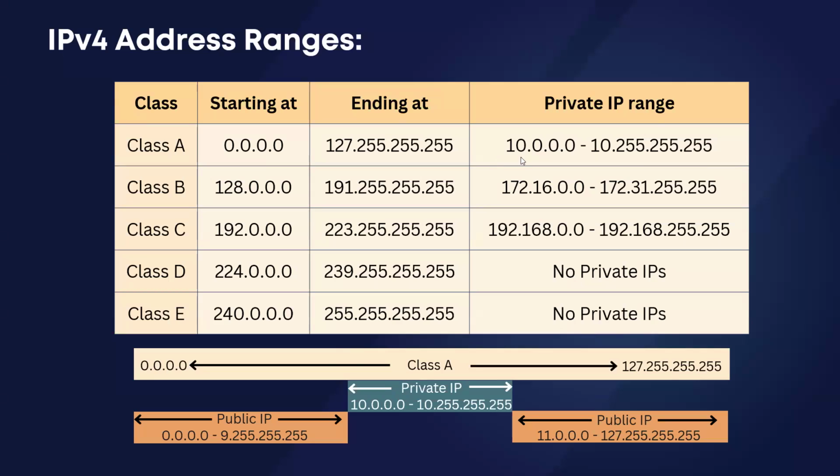You'll have to just remember those numbers: 10, 172 from 16 to 31, and 192.168. The only thing you have to remember is the first number is 10. In the second octet, it's 172, and there are 16 networks, from 16 to 31. And in the third one, it's just 192.168, where any IP starting with 192.168 is a class C private IP.